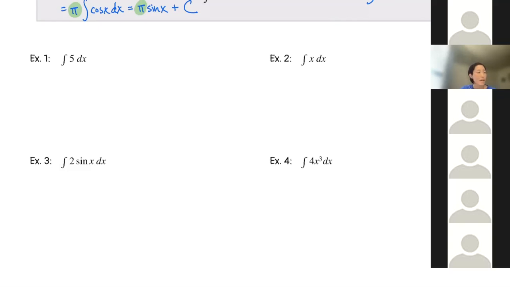In about 4 minutes, we'll check over those answers. Okay, so I'm going to stop talking for a little bit. You folks are going to try your hand at some of these rules, and then we're going to share out our answers and make sure that we understand the process behind what it is that we're doing.